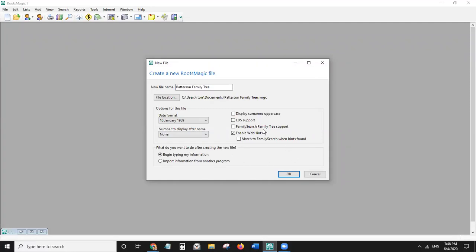And when you do create it, if you mark LDS support and Family Search family tree support right here, and click all those information, then you'll be able to import your tree from my Family Search and all the sources from Family Search. So you start typing in your information or import it, and then it will create a family tree. And so I'll show you what that looks like.